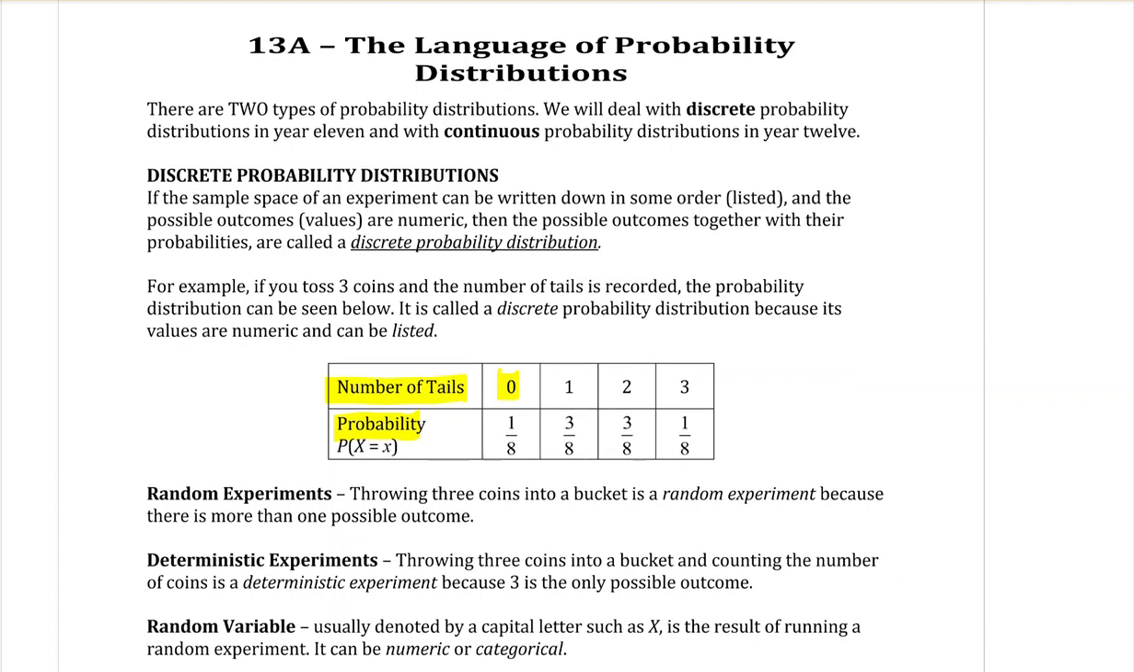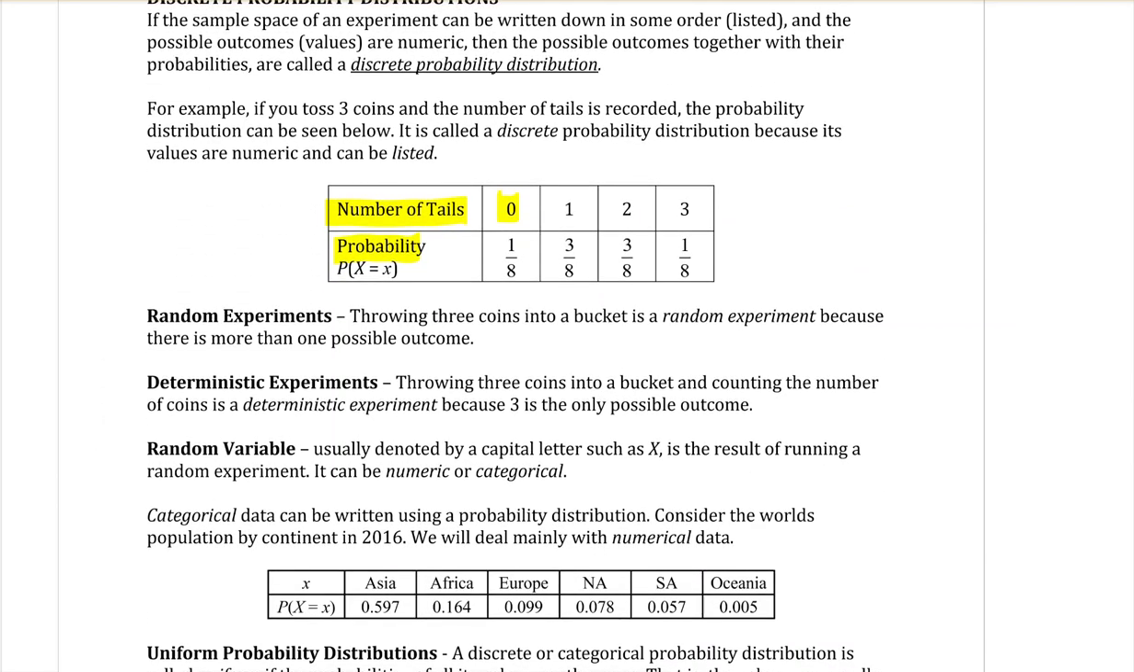So some notation in there. It says random experiments: throwing 3 coins into a bucket is a random experiment because there is more than one possible outcome. That's why it's a random experiment. Deterministic experiments: throwing 3 coins into a bucket and counting the number of coins is a deterministic experiment because 3 is the only possible outcome. Okay, so you're saying, I'm counting how many coins are in there.